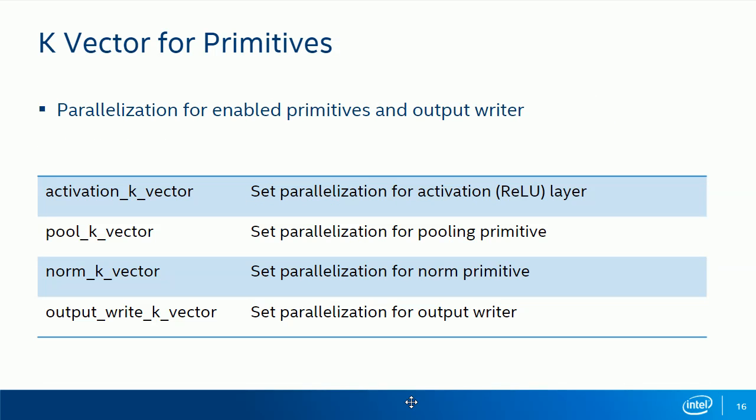The parameters here enable parallelization for various enabled primitives and output writer kernels. The activation K vector affects the parallelization of the enabled ReLU activation operation. Pool K vector affects the pooling primitive. The norm K vector affects the norm primitive. Lastly, the output writer K vector supports parallelization for writing of the output of each layer to DDR. The default value for activation K vector is 2, while the default for others is the activation K value.